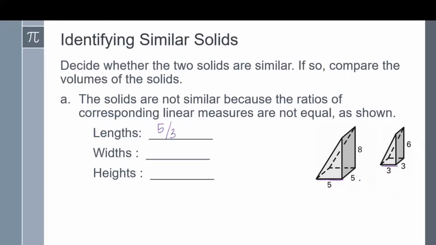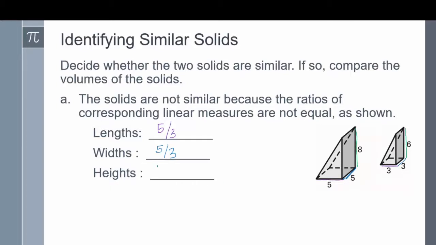Let's take a look at the ratio of their widths. The width over here is 5, the width over here is 3, so we can write the ratio of the width as 5/3. So far it looks like our solids are similar because the length and the width have the same ratio. Let's also take a look at the height. Our height in this triangle is 8 and in this triangle is 6.